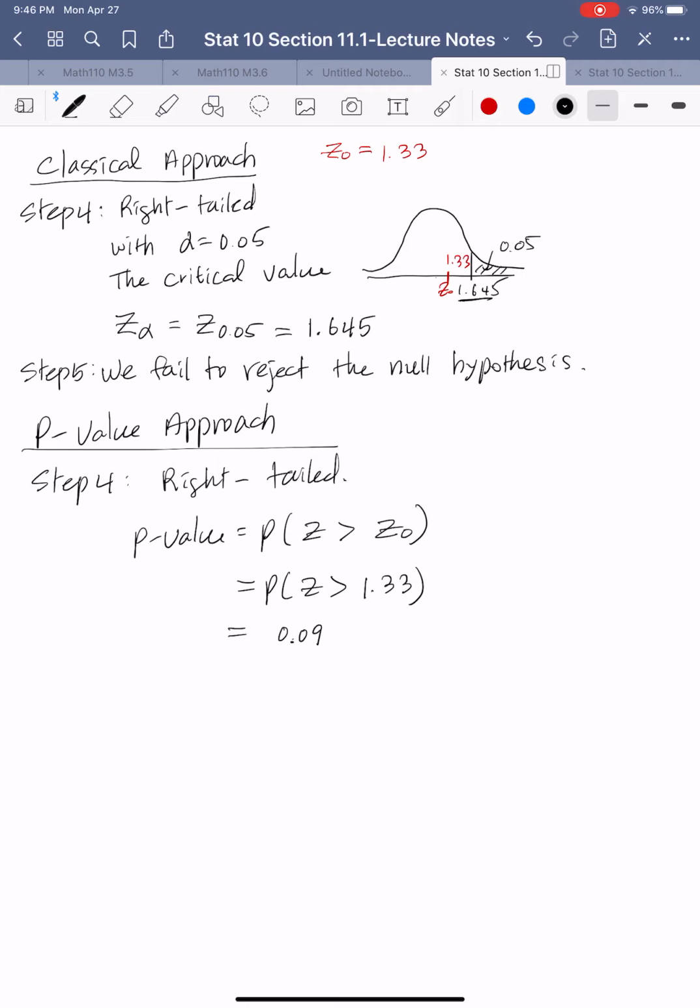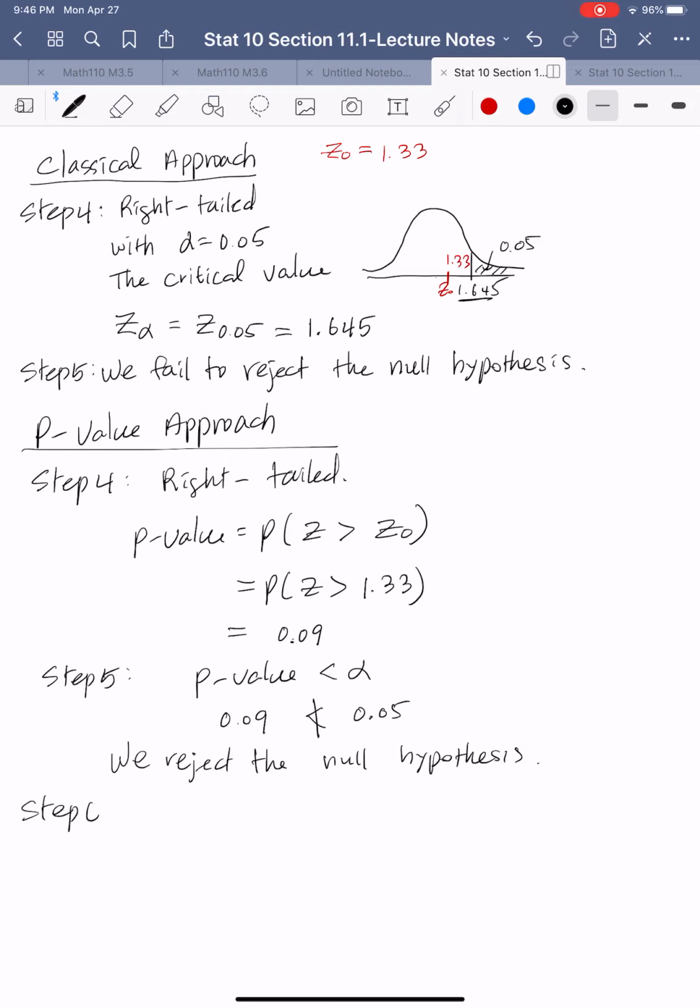Okay, and then step 5, you have to check that the p-value is less than alpha. So the p-value is 0.09, but alpha is 0.05. When you check that, it is not true, that's why we fail to reject the null hypothesis.